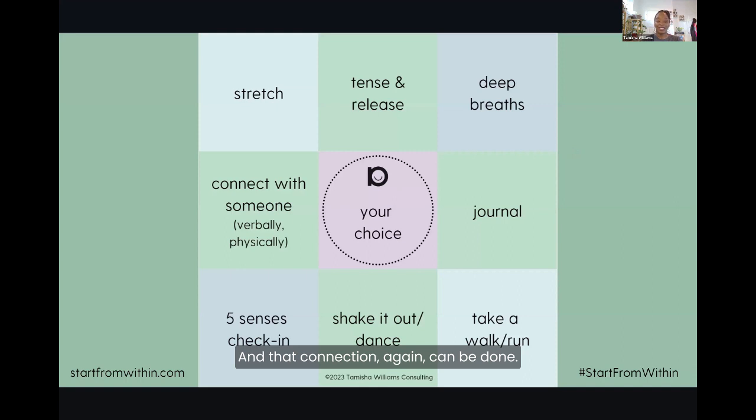One of the ways, again, that I've seen people do this connection is, for some people, it's helpful for them to connect with each other physically, whether that be stretching with one another, holding hands and connecting, or processing something that they just went through or were talking about. So if connecting is important to you, that's a great choice.